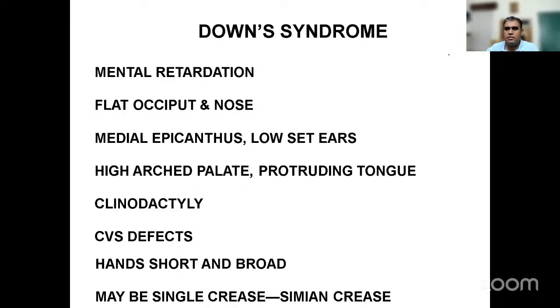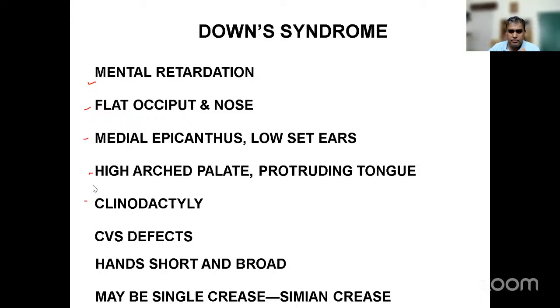Guys, this should be at the tip of your tongue again. Again, a picture says 1,000 words. You'll see the picture also. But mental retardation is seen, flat occiput and nose. So it gives a mongoloid type of face over there. Middle epicanthus, low set ears, high arch palate, protruding tongue. You can see the mouth is open and the tongue is slightly protruding out.